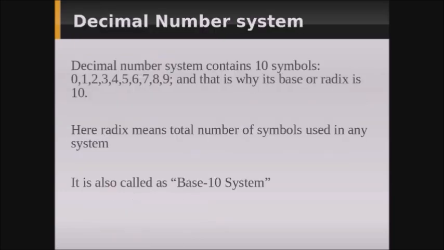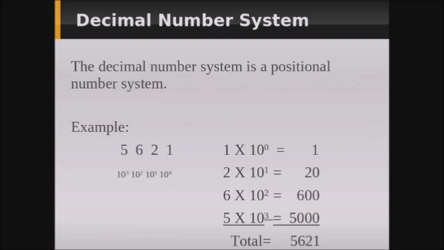So decimal number system is also called a base 10 system because here we are using totally 10 symbols, from 0 to 9, for representing any kind of value. So we are going to represent any kind of value with the help of the symbols 0 to 9. So the count is nothing but 10. Therefore the base value of this number system is 10. That is why it is called a base 10 system.